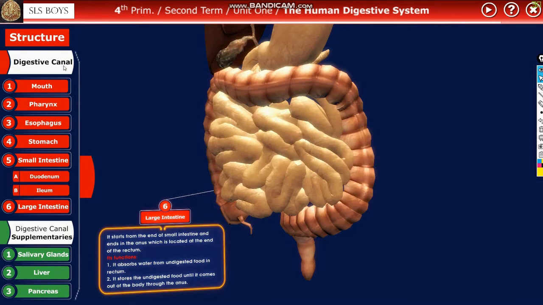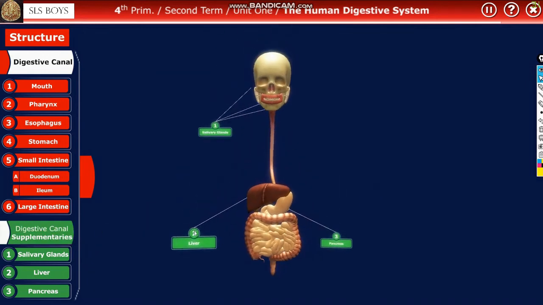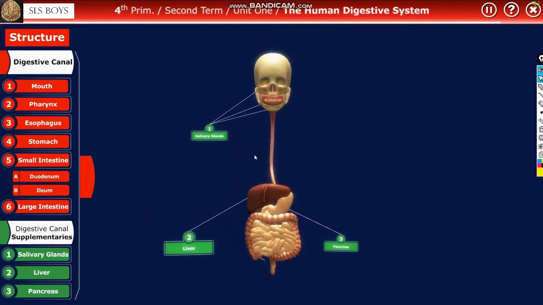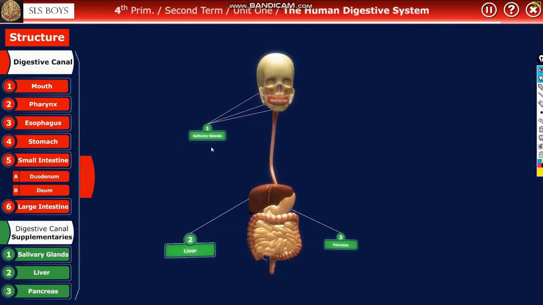So now that you have learned about the digestive canal, we have to know what the components of the digestive canal supplementaries are. They are the salivary glands that we spoke about. They are considered digestive canal supplementaries because they secrete a substance that helps us to chew the food and makes it simpler.